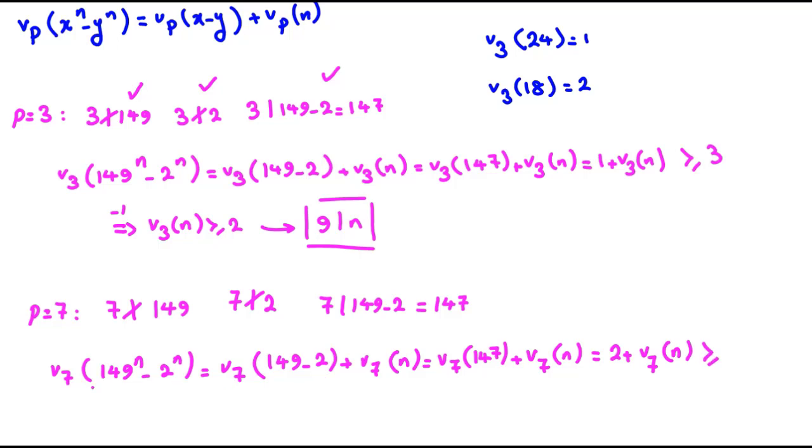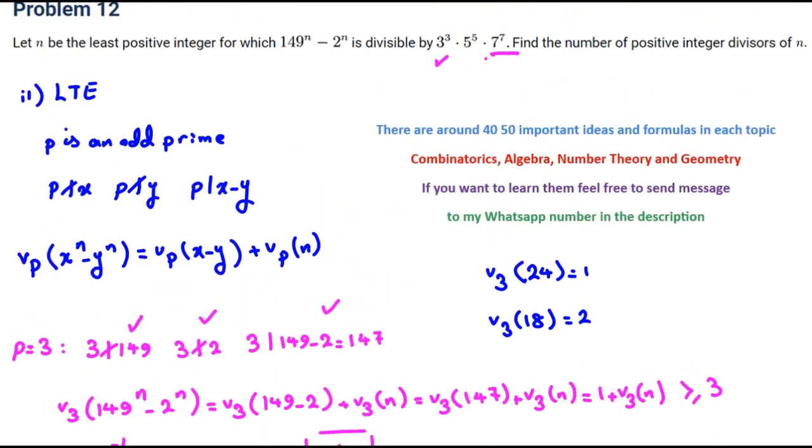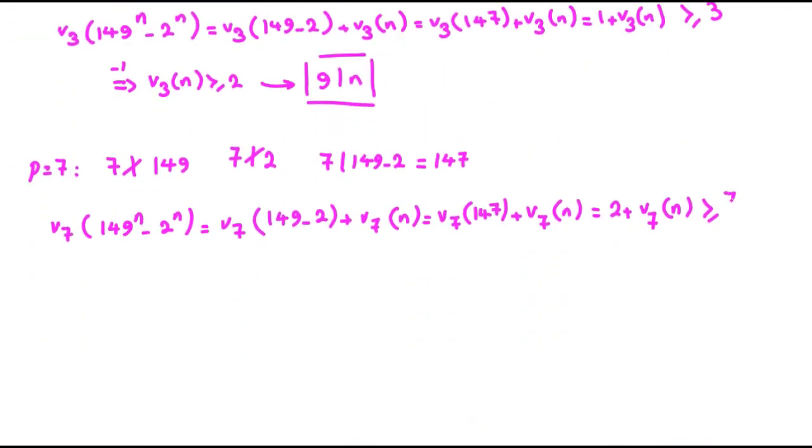Now we know, from the assumption of the problem, that this number should be a multiple of 7 to the 7. So we can say the power of 7 in this number is at least 7. Now, if we subtract 2 from both sides, V7 of n is at least 5. So we can say 7 to the 5 divides n.